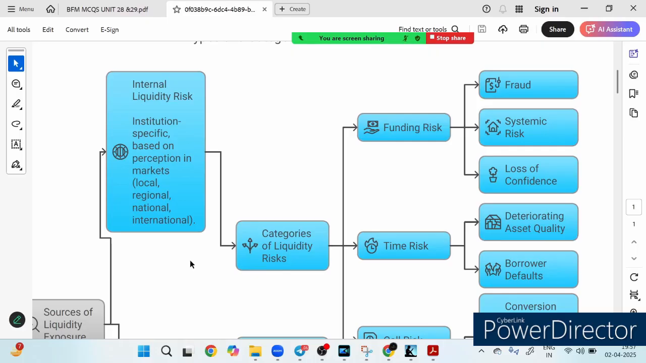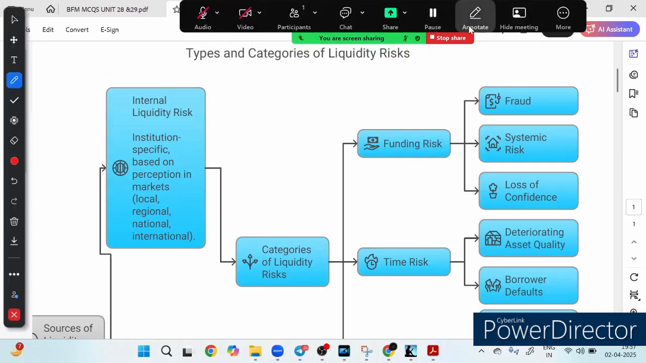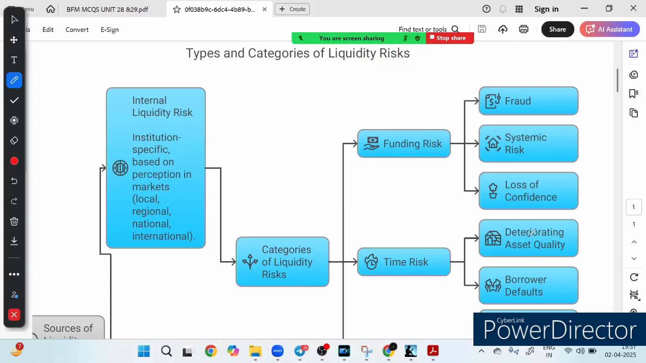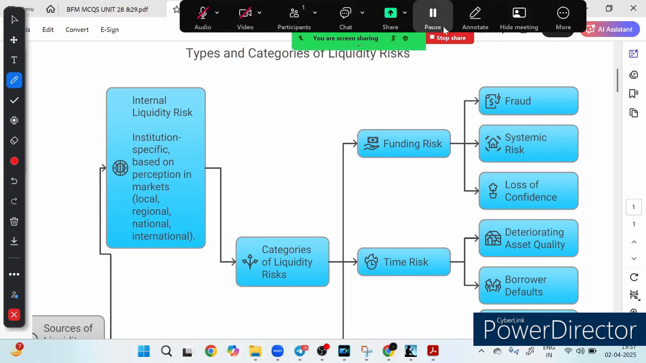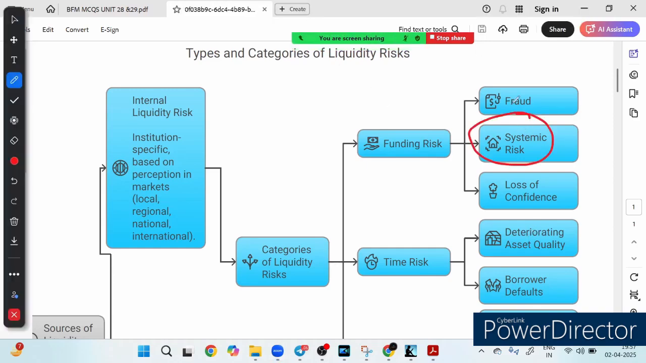And if we further categorize the funding risk, you can see the first is called fraud. Yes, fraud is a kind of funding risk. So a question may be asked, which of the following is a part of funding risk? Then we have systemic risk. What is the meaning of systemic issue? A broad financial or economic problem affecting multiple institutions is called systemic risk. So it is a problem which is affecting more than one institution, making liquidity harder to access. This is called systemic risk, right?